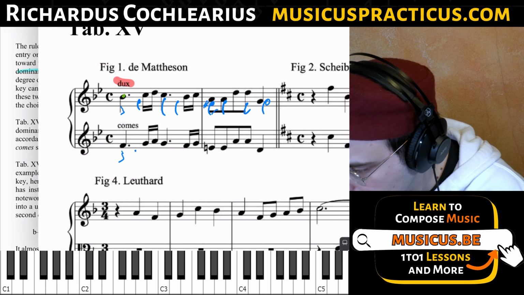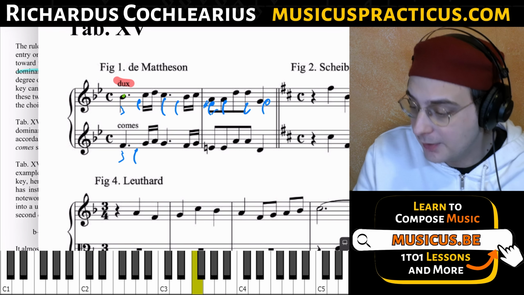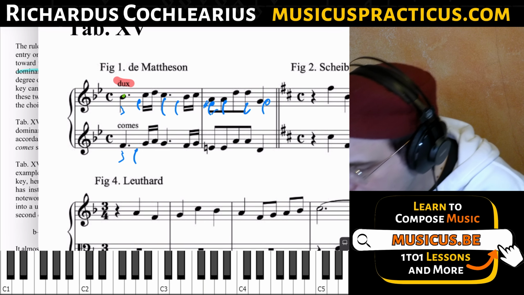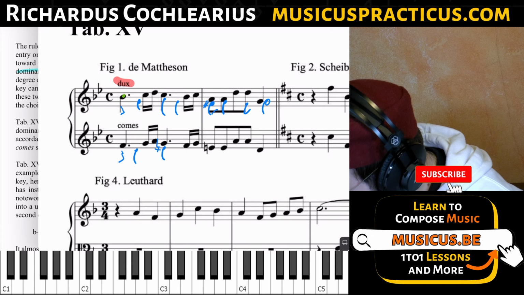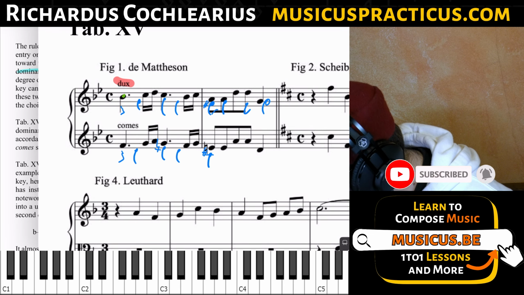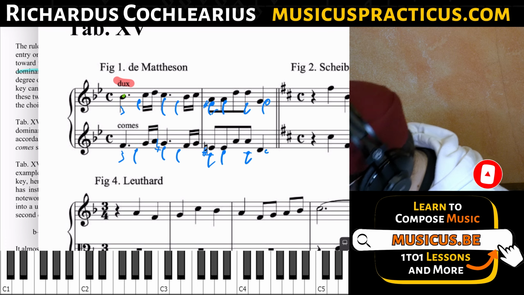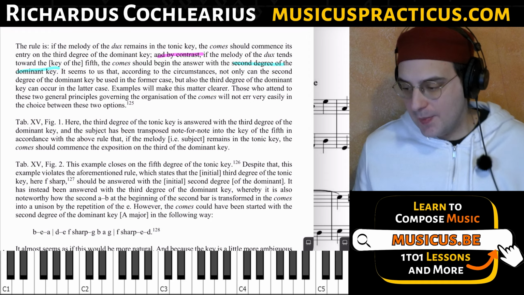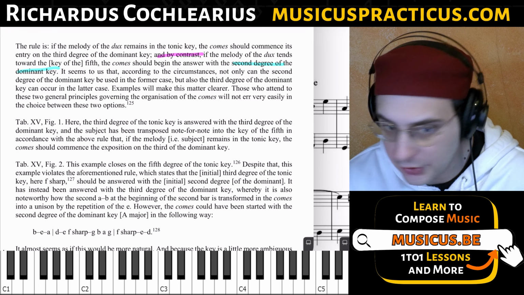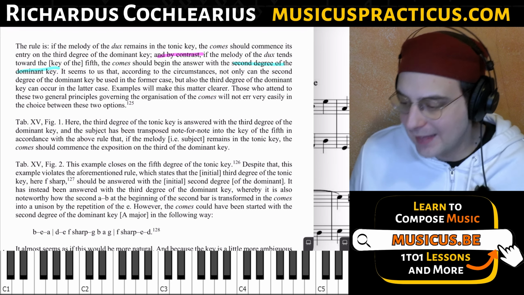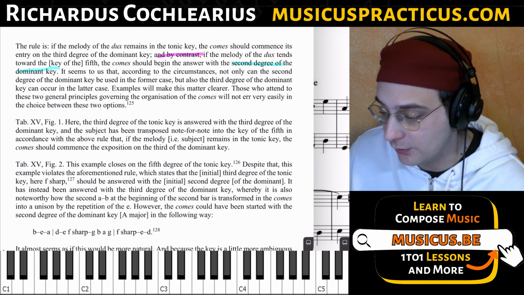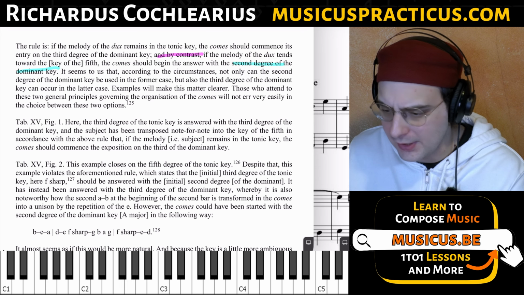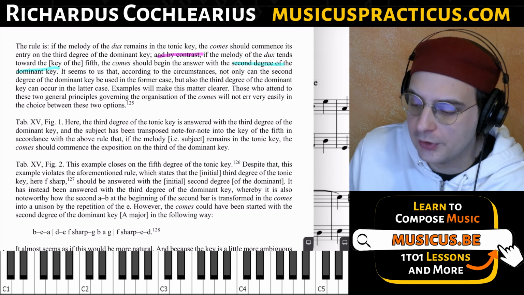Now we should be able to transpose the same counter subject starting from D. And indeed it works. Re, mi, re, do, re, do, re. Let's see the commentary. Here the third degree of the tonic key, G minor, is answered with the third degree of the dominant key, D minor, and the subject has been transposed note for note into the key of the fifth, in accordance with the above rule that if the subject remains in the tonic key, the comes should commence on the third of the dominant key.